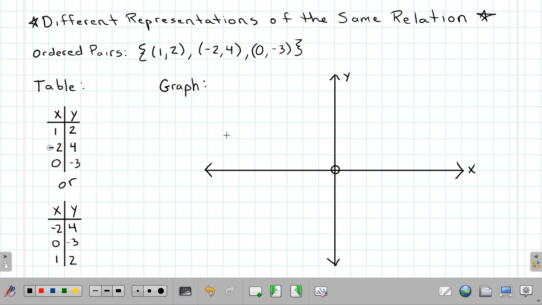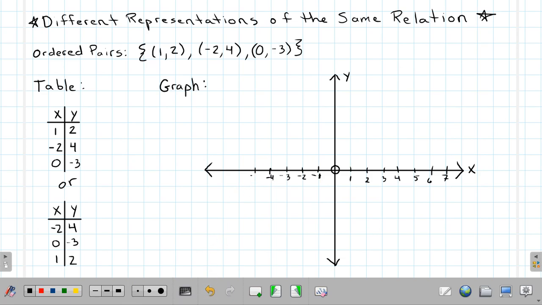Getting a little bit tougher, but still should be pretty easy, is the graph. And when you graph a relation, all you literally do is plot the ordered pairs. Okay? So once again, if we label this, we have 1, 2, 3, 4, 5, 6, 7, -1, -2, -3, -4. Ooh, that wasn't nice.